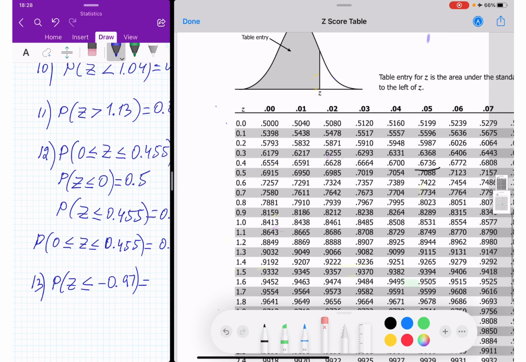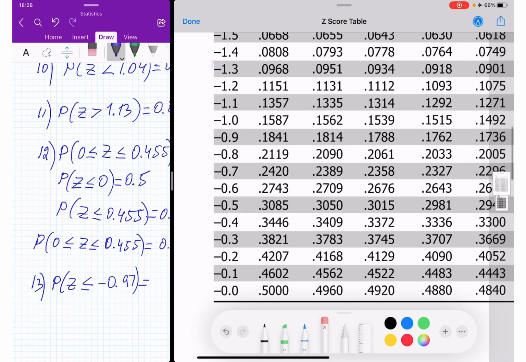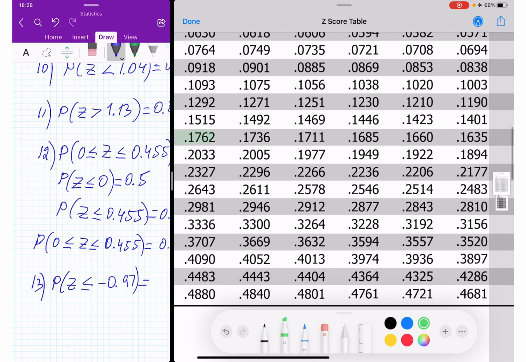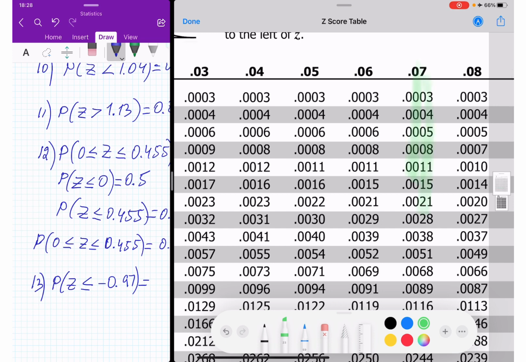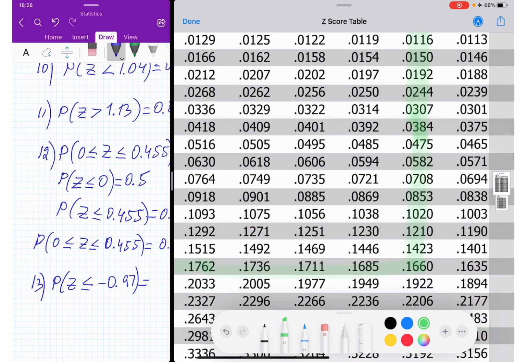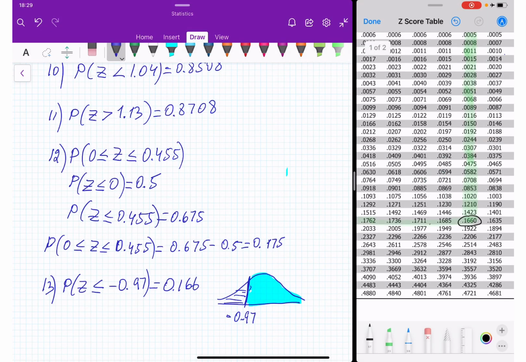It's negative, so we are going up to 0.9, and we need 7. 7 is going to go somewhere here. Let's see, where is our 7? Oh, right on it. Excellent. There we go. 0.1660. Okay, so now we need to find the area to the right.